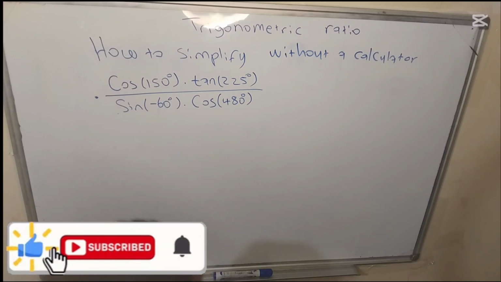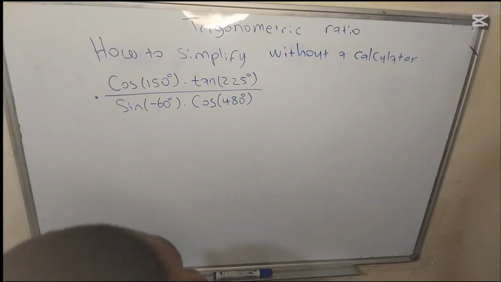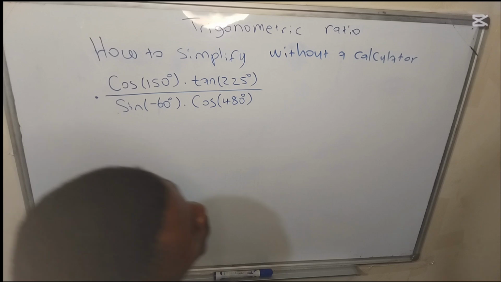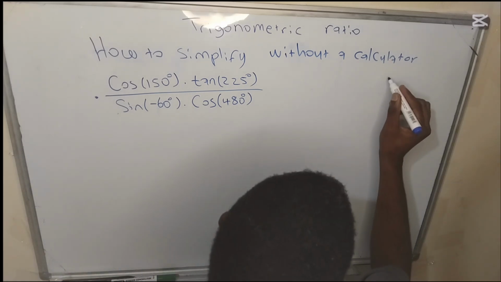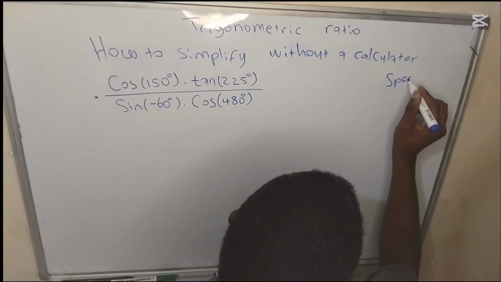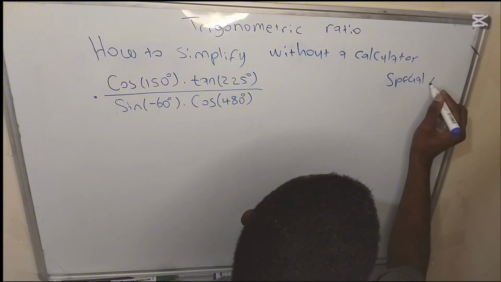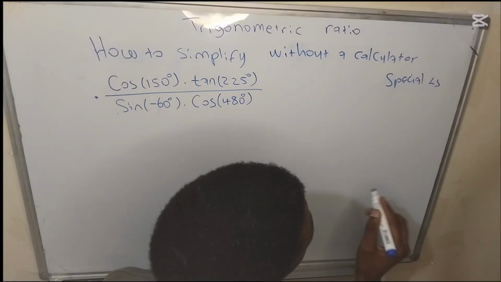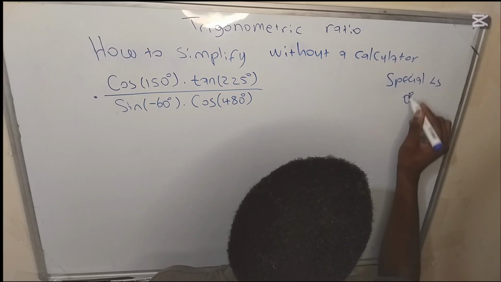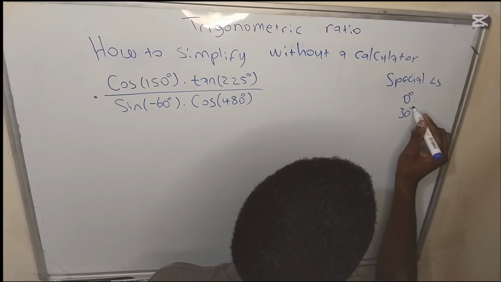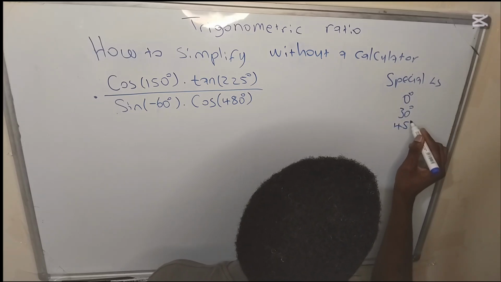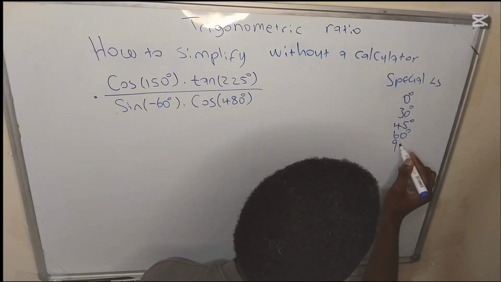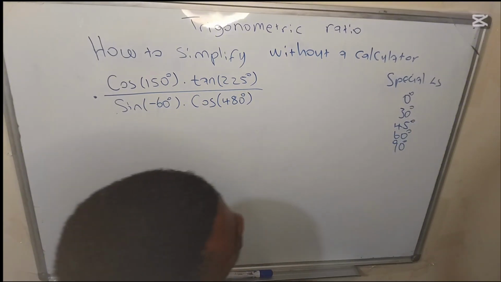In order for you to simplify this expression, you just need to know simple things. You just need to know special angles. There is what you call special angles. The special angles are 0 degrees, 30 degrees, 45 degrees, 60 degrees, and 90 degrees. Those are called the special angles.